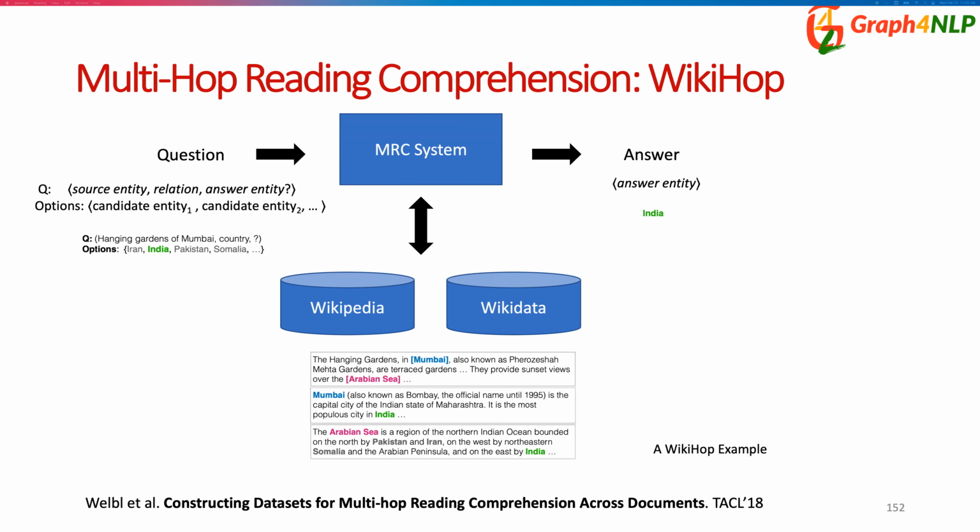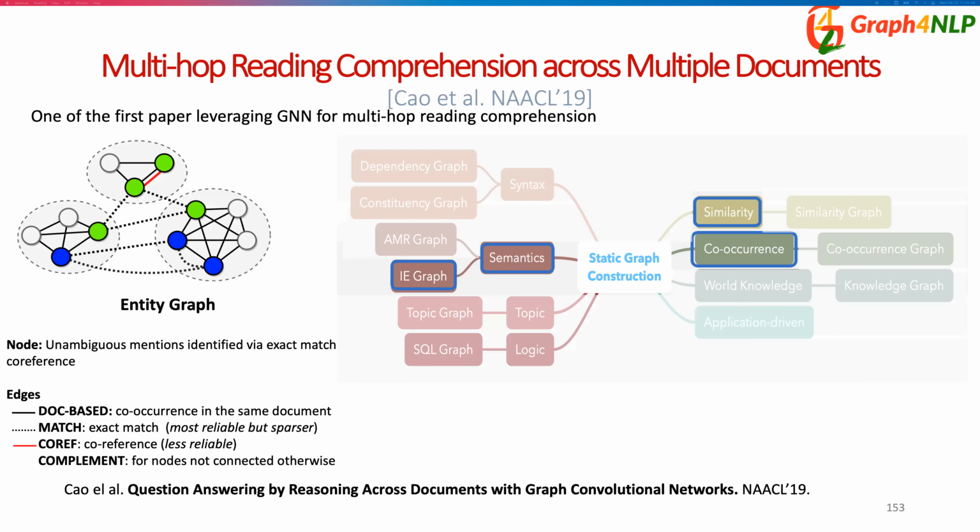One particular popular data set for the task is called WikiHop. Here the input is a question in the form of source entity, relation, unknown answer entity, along with a shortened list of candidate entities. Then, based on Wikipedia and Wikidata, the reading comprehension system can select the correct candidate entity from the given list. So this is what this particular data set generally looks like. I'm going to introduce a few works that use this data set to build models. The first paper, Cao et al.